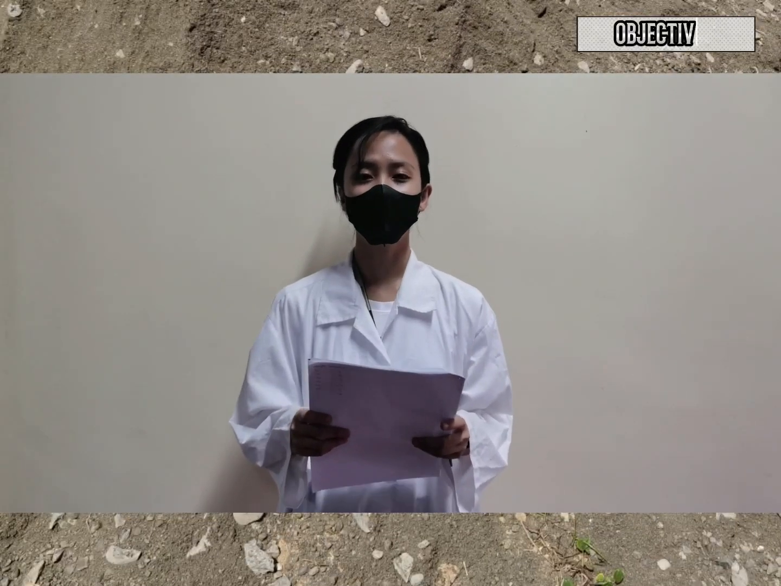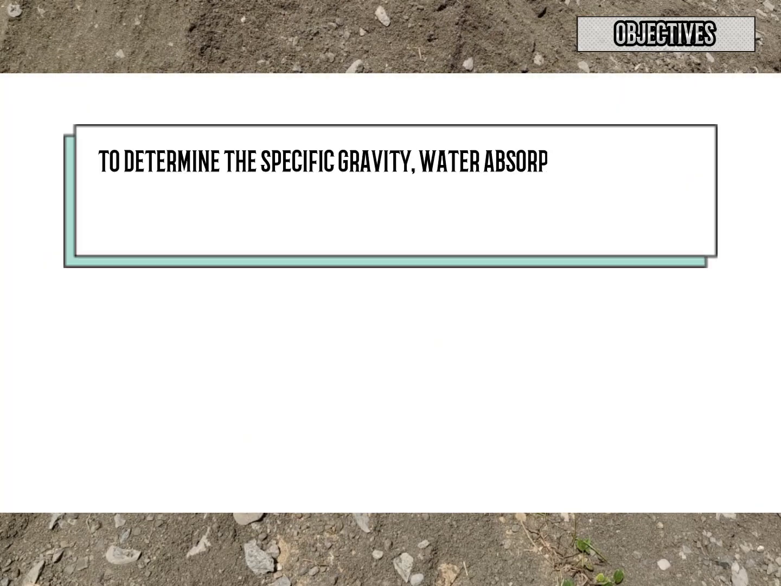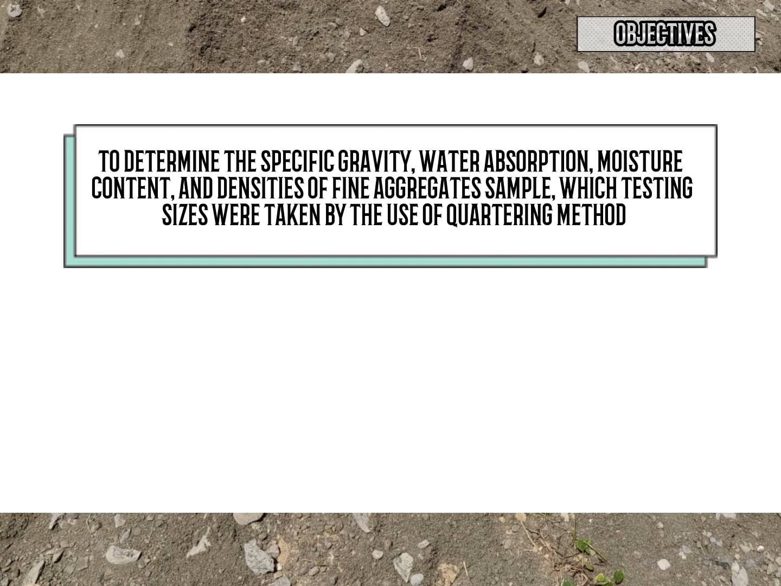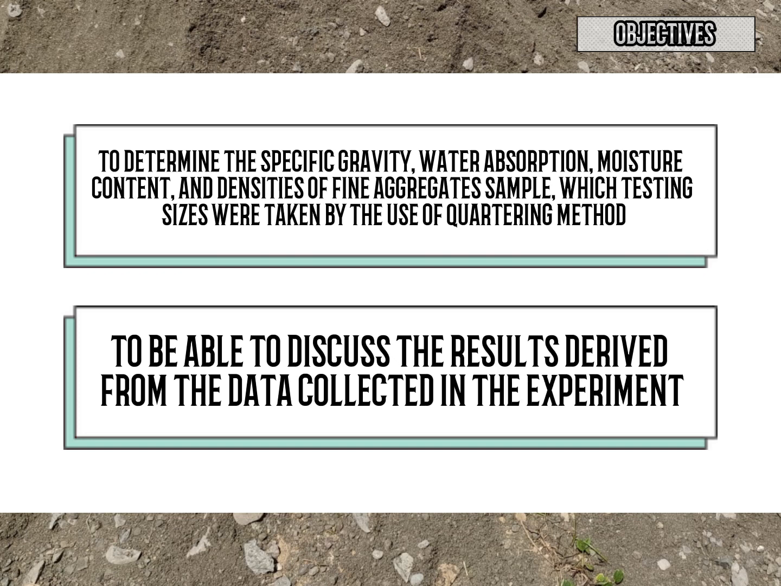So the objectives for experiment number 5 are, first, to determine the specific gravity, water absorption, moisture content, and densities of a sample of fine aggregates, reducing it into testing sizes by the quartering method. Second, to be able to discuss the results derived from the data collected in the experiment.